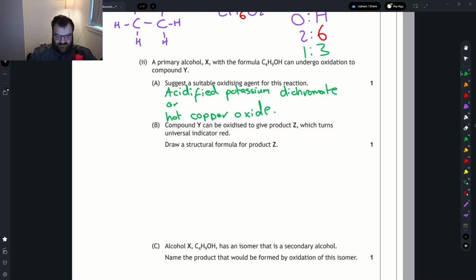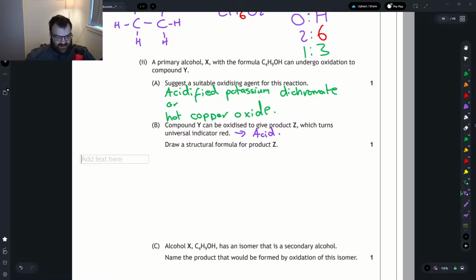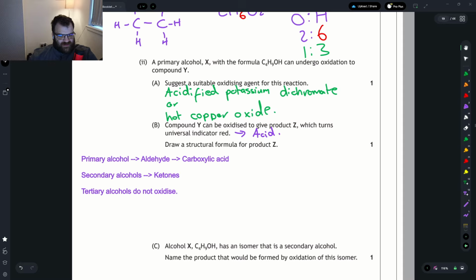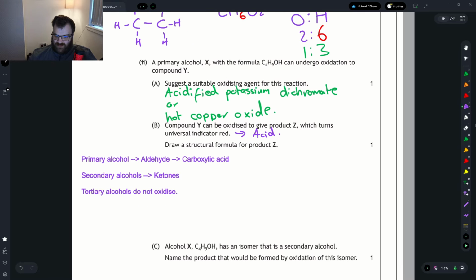Compound Y can be oxidized to give product Z, which turns universal indicator red. That's going to make it an acid. I'm just going to write the order of oxidation for alcohols. So primary alcohol would go to an aldehyde and a carboxylic acid. So the fact that we're dealing with an acid means we're on this line here. So that means that product Z is our carboxylic acid.